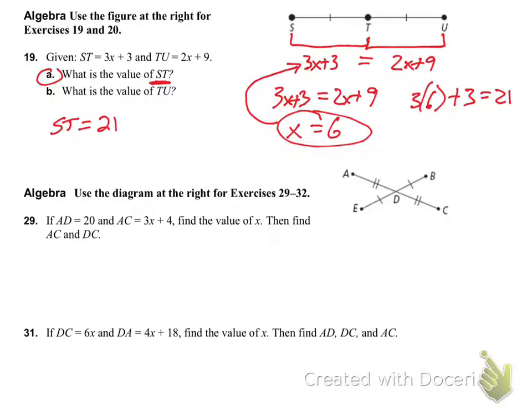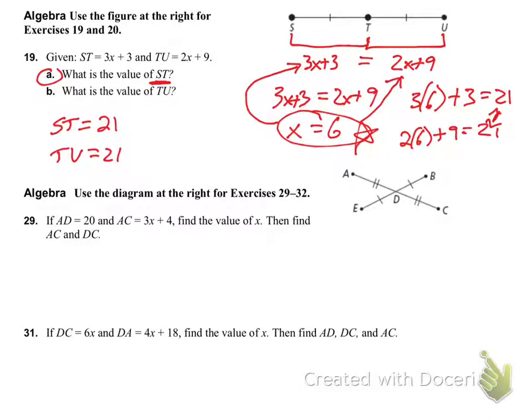Now I'm going to do the same thing, knowing that x is equal to 6, and I'm going to plug it in for 2x plus 9 because that's what TU is. So 2 times 6 plus 9, so that'd be 12 plus 9, so that'd be 21. And that makes sense because both of these line segments are equal. So TU is equal to 21.